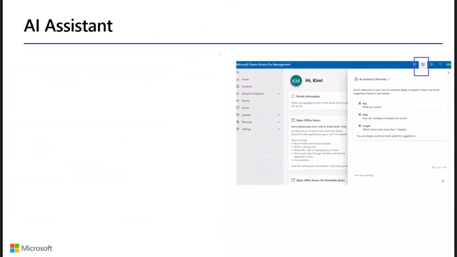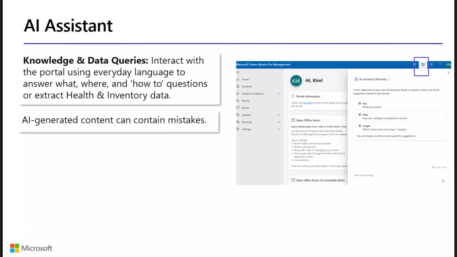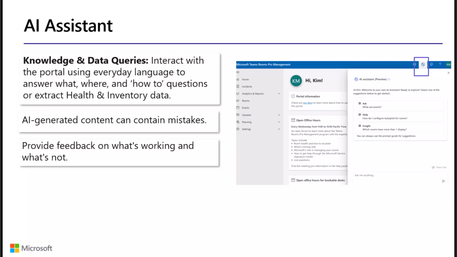The Teams Rooms Pro Management Portal has an AI assistant where you can interact with the portal using everyday language to answer what, where, and how-to questions or extract health and inventory data. AI-generated content can contain mistakes as the model learns and grows. Please provide feedback on what's working or not.